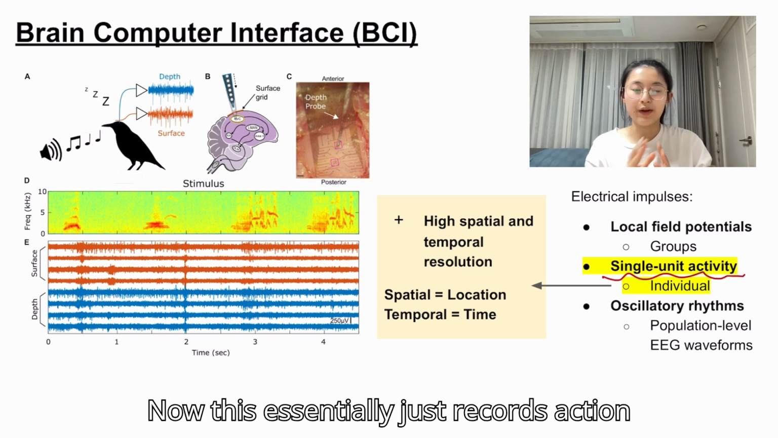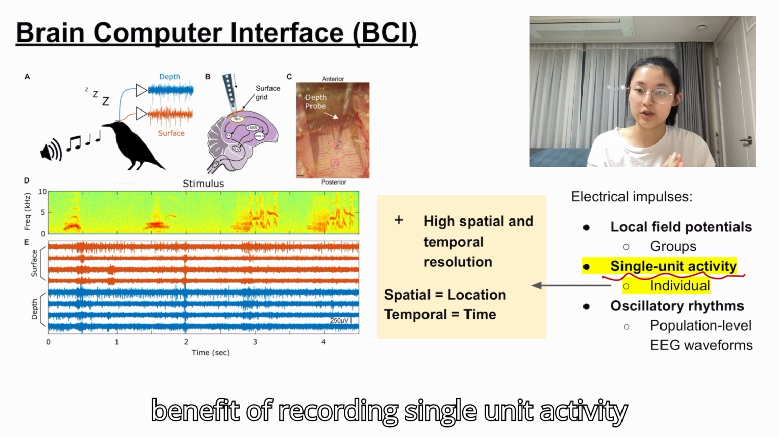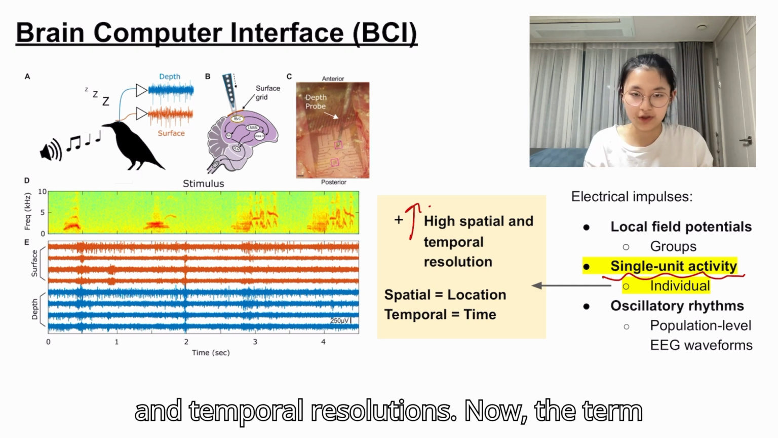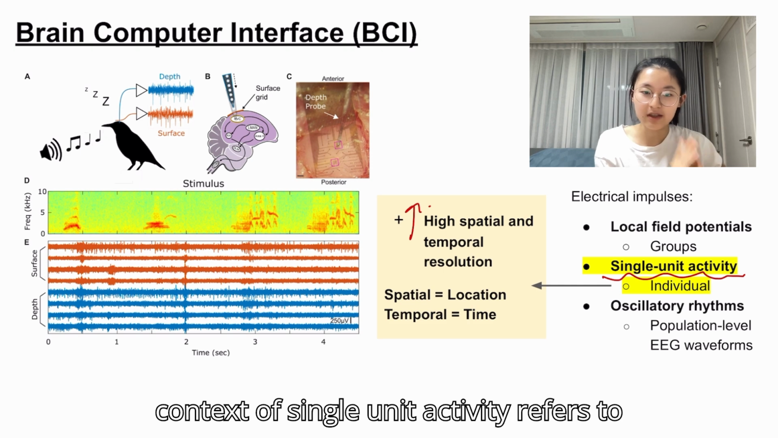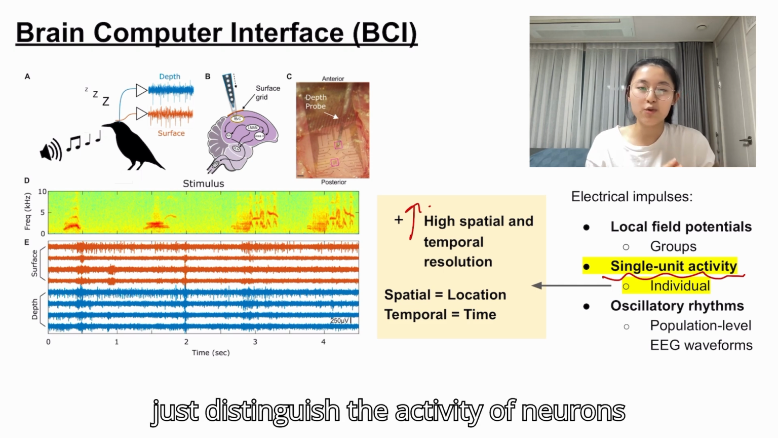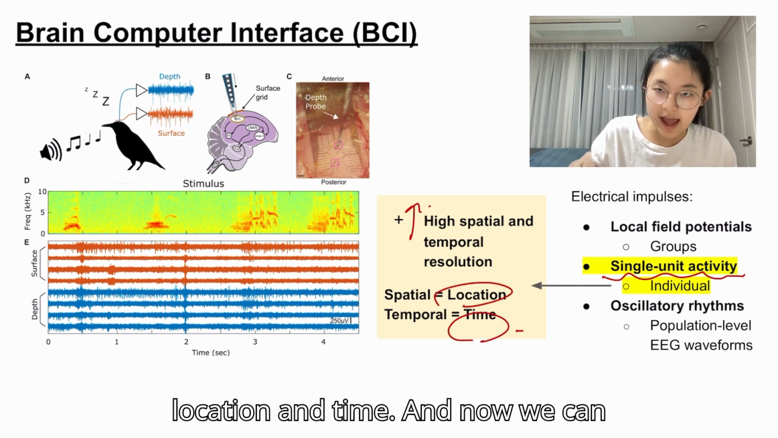Single unit activity essentially records action potentials of individual neurons. The benefit of recording single unit activity is that it offers extremely high spatial and temporal resolution. The term spatial and temporal resolution in the context of single unit activity refers to the ability to measure and distinguish the activity of neurons with great precision, both in terms of location and time.